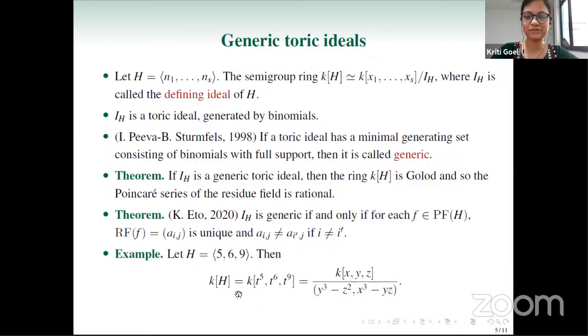And this is indeed true when we look at this semigroup ring as a quotient of the polynomial ring. This is what we get. The defining ideal is generated by y^3 minus z^2 and x^3 minus yz. And indeed, when we look at the first binomial, y^3 minus z^2, it does not have full support. So just a quick example to put things into picture.